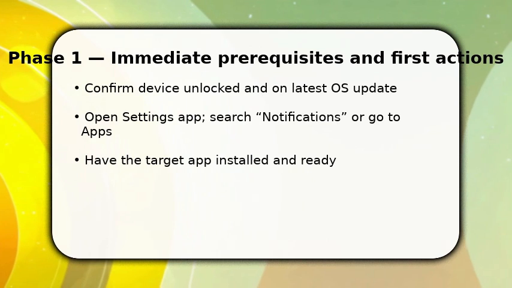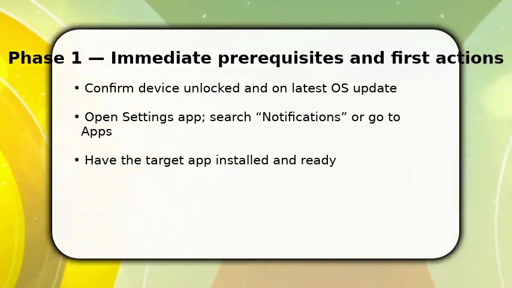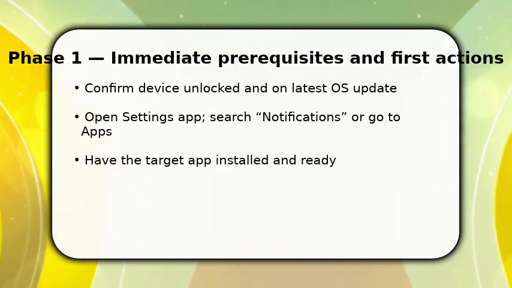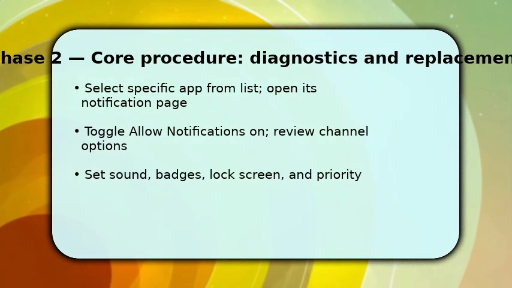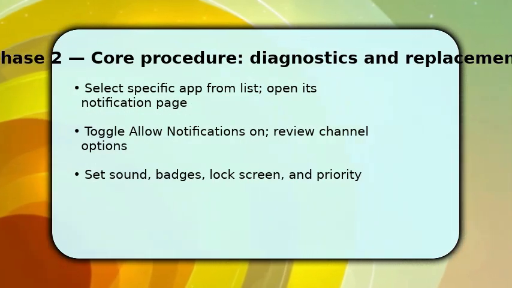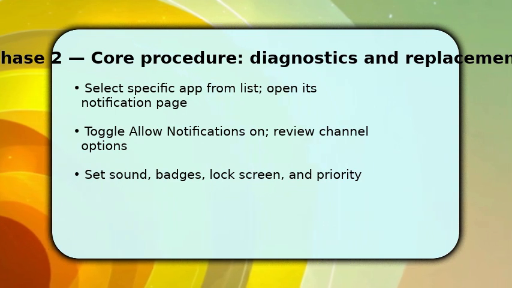If you see a global Do Not Disturb or Focus Mode active, pause, disable that first so individual app toggles work. This first step gets you into the right screen to control alerts. Next, tap the app name to reveal its notification controls. You'll see an Allow Notifications switch. Turn it on, that's the primary gate.